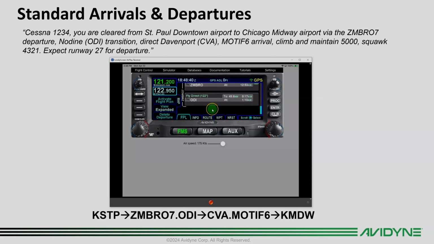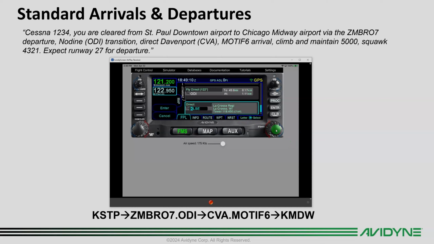So let's keep going. We'll touch here, or you can just move the cursor down with your knob, and we'll push the button in to get the FMS waypoint. So notice we've got KSTP to Zombro to ODI. Now we want to put in Davenport. So let's enter the waypoint, push in on the FMS button here, and we'll get a menu, and we want to enter a waypoint, so we'll hit enter again by pushing it on the button.